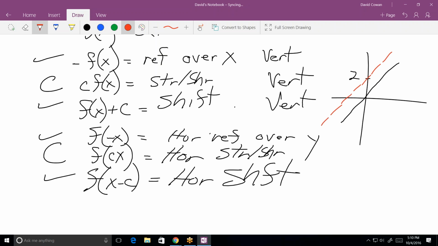It's both. Neither one takes priority. It is either a vertical shift up by 2 units or a horizontal shift to the left by 2 units. This point right here is -2.